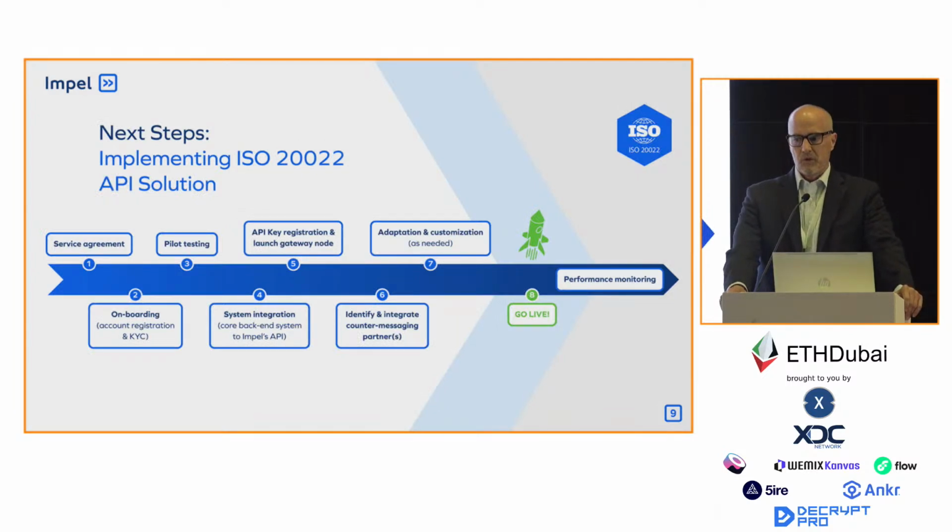Implementing Impel's ISO API is pretty straightforward. A few commercial agreements, KYC for the entity, pilot testing. You will be provided an API key for usage, integration into core backend systems, whether it's the corporate or the banking. Each entity will need a counterparty on the receiving end. So you would pick your best partner to team up with to start facilitating transactions. And then once you go live, we would just monitor performance.